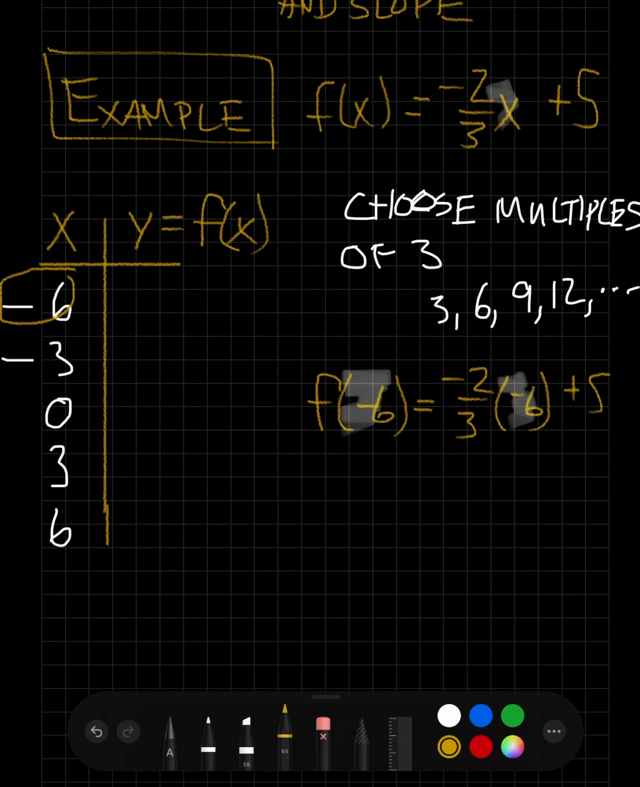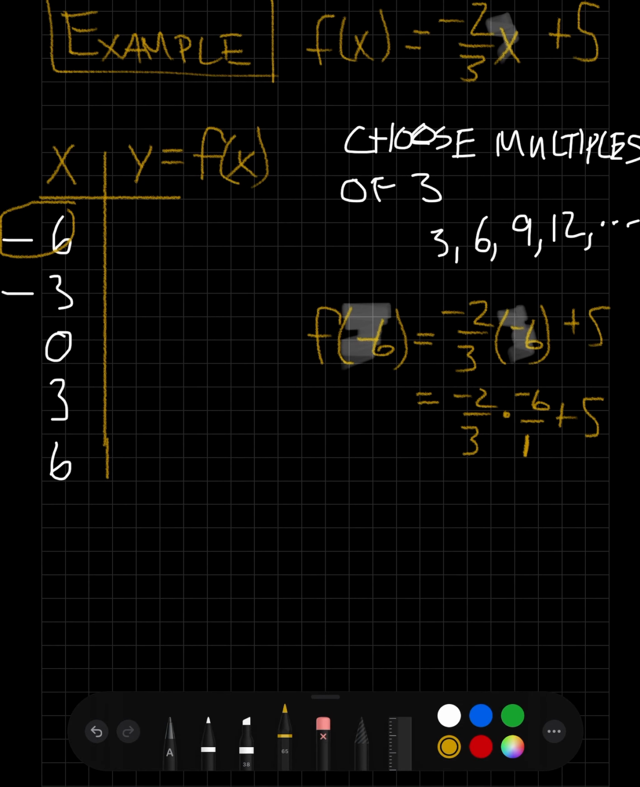And then I simplify this output. So I have negative 2 over 3. Negative 6 is also a fraction. I can write that as negative 6 over 1, plus 5. And then with fractions, I multiply the numerators together to get my new numerator and the denominators together to get my denominator. That's what happens when you multiply fractions.